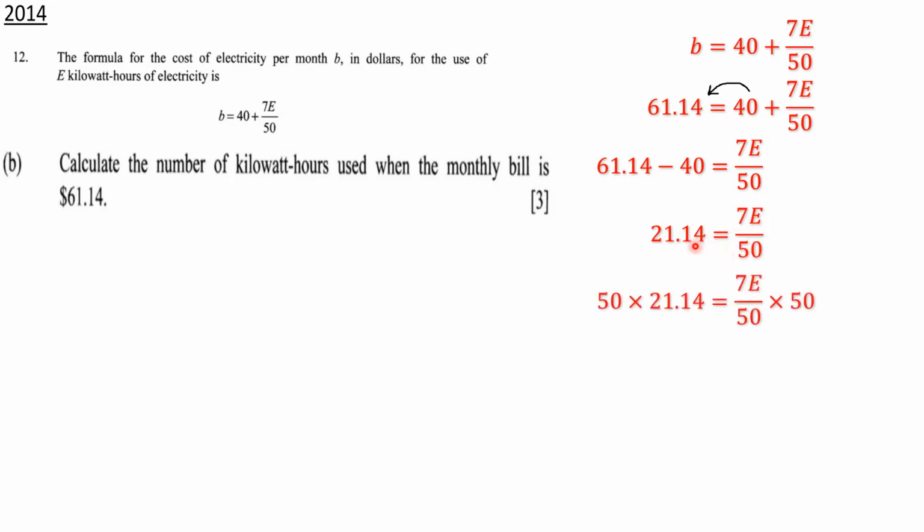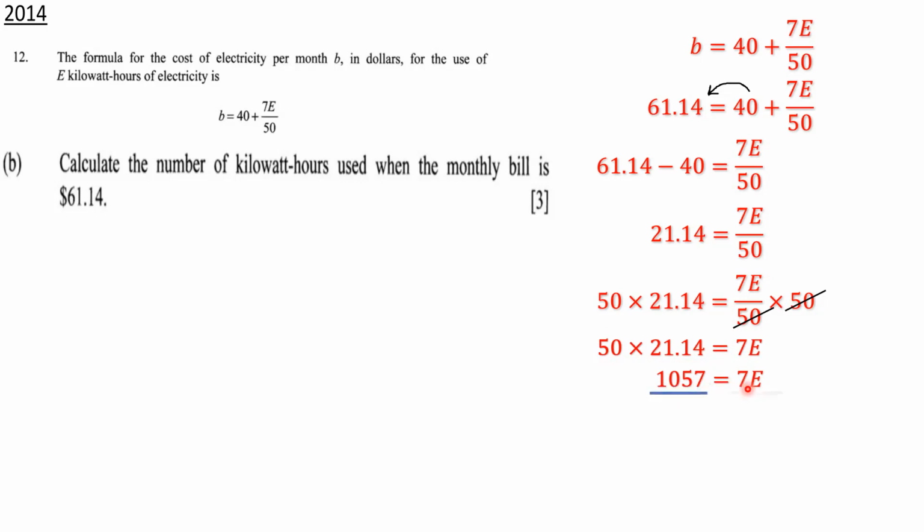What we could do, we could have cross multiplied, like put 21.14 over 1 and then cross multiply, or we could multiply both sides by 50. The reason why we multiply both sides by 50 is because we want to get rid of this denominator, which is 50. And so these two sides will cancel each other, leaving us with just 7E equals 50 times 21.14. When you multiply 50 times 21.14, you get 1,057. So 7E is equal to 1,057.